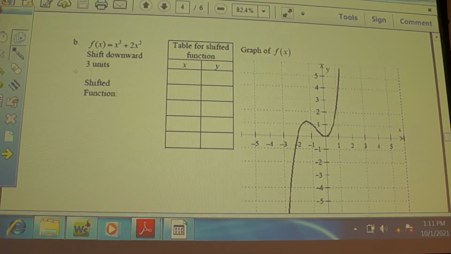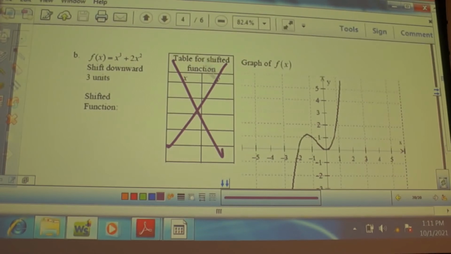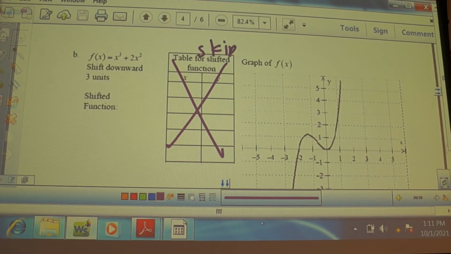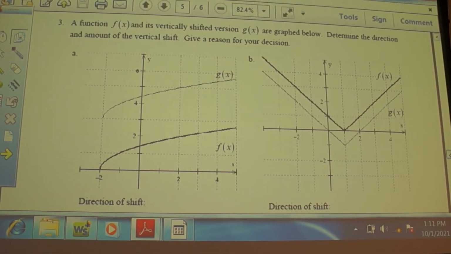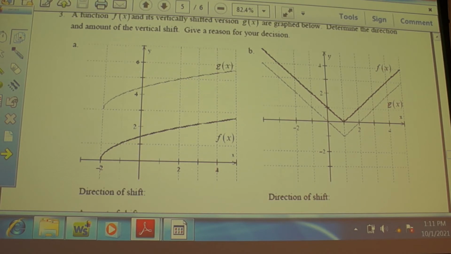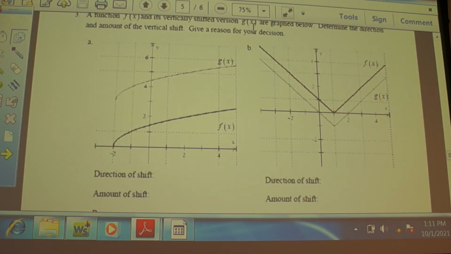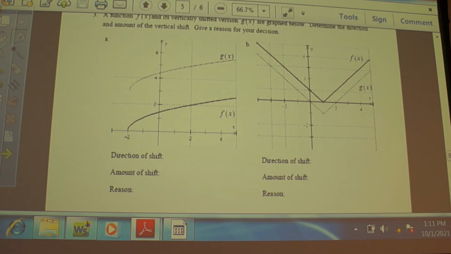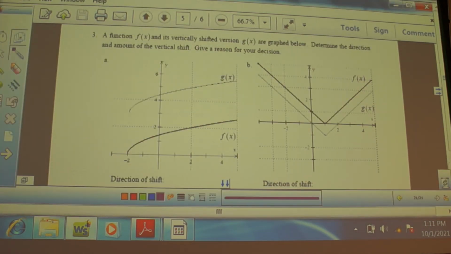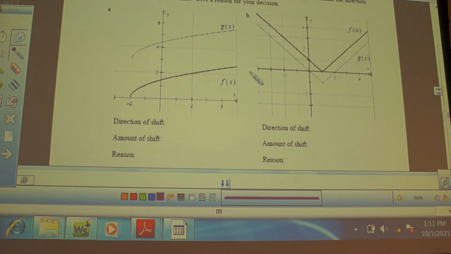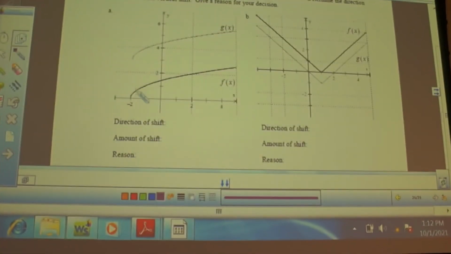Okay. Same thing as these guys. Again, you can skip that part. This is kind of fun. All right, so here, you have to say how it's been shifted. The dark one is the original graph. How has it been shifted, up or down? Up. Is everyone on board?